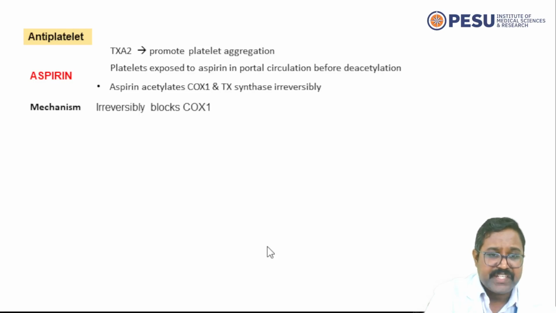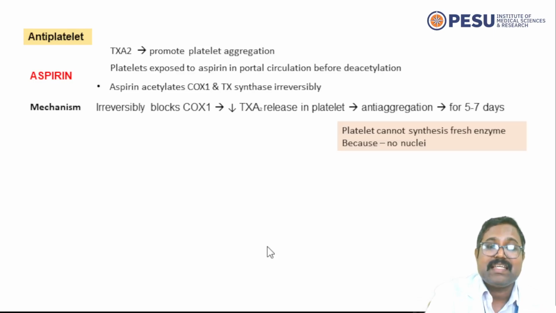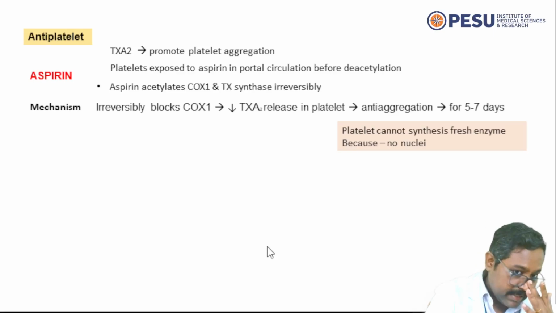So what is the mechanism of action of aspirin? Aspirin irreversibly blocks the COX-1 activity, thereby it decreases the thromboxane A2 synthesis or release from the platelet, thereby producing the anti-aggregatory effect, and the effect will remain for 5 to 7 days, almost a week. So platelets cannot synthesize fresh enzyme for the period of 5 to 7 days. The reason being there is no nucleus present in the platelets.